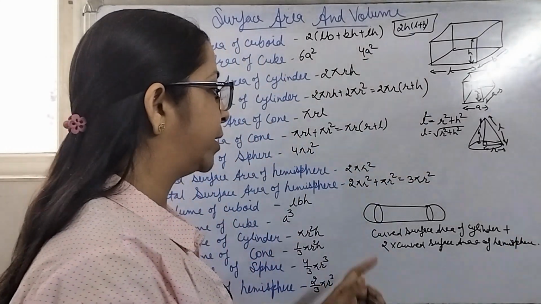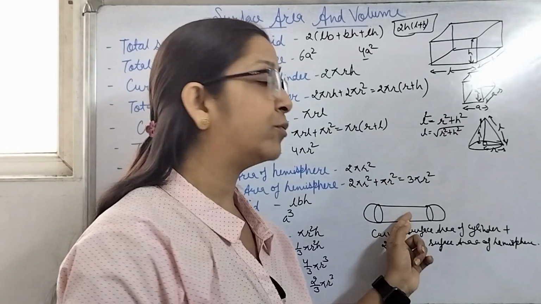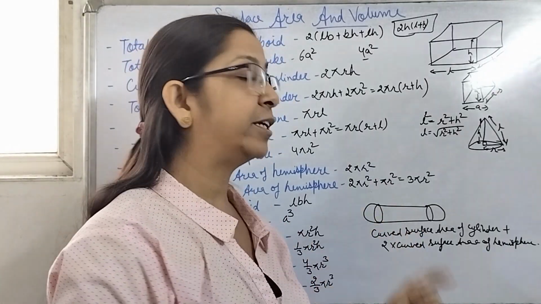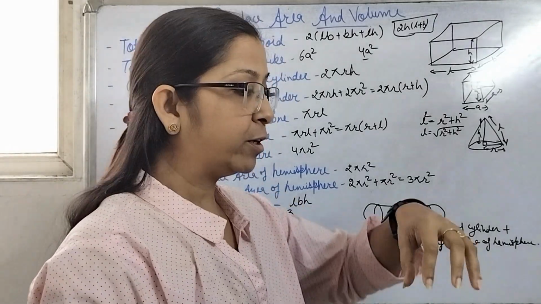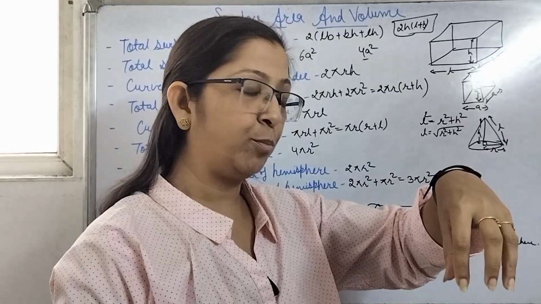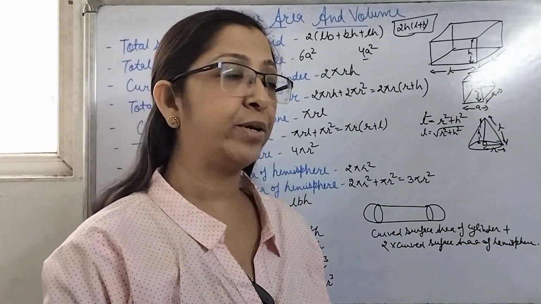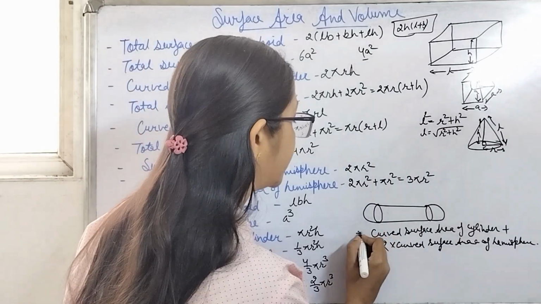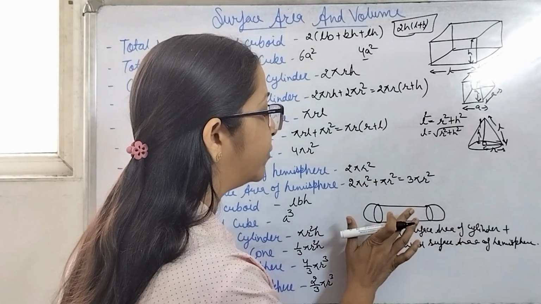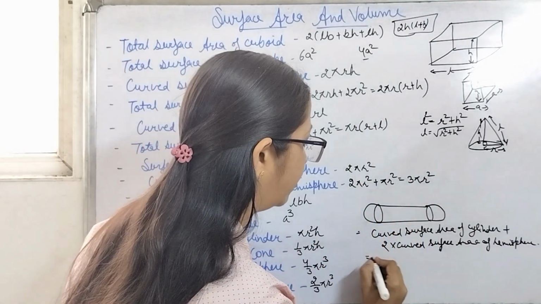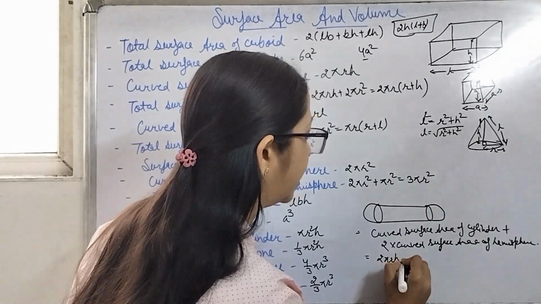What we are assuming over here is that whatsoever is the radius of the cylinder, the same is the radius of the hemisphere also, because it is just overlapping at the top of it. That means radius of the cylinder is equivalent to radius of the hemisphere. In this case, total surface area of the figure will be curved surface area of cylinder we have just now discussed. It is 2 pi r h.